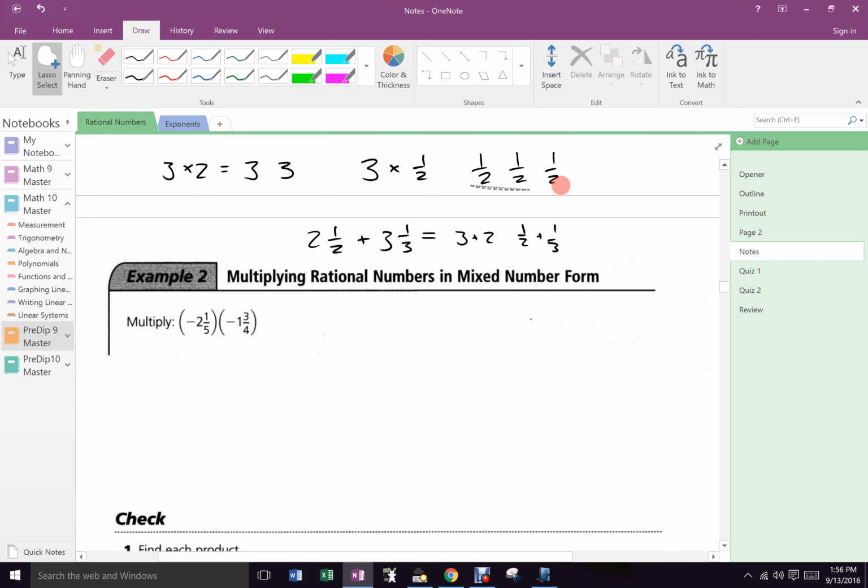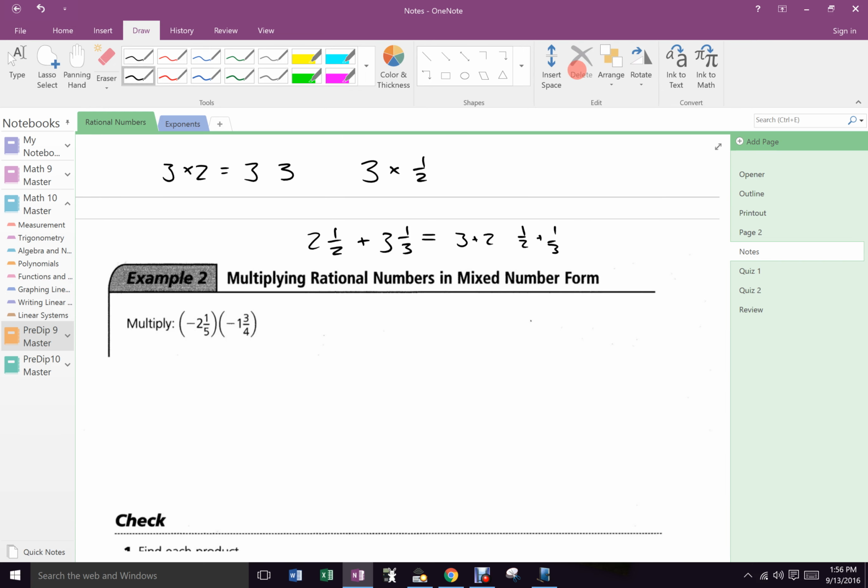So look at the question that I'm asking you here. -2 and 1/5 times -1 3/4. Okay. So if I was going to multiply the way I added, I would do -2 times -1, wouldn't I? Yeah. But then what do I got to remember? You have to take the negative number. It's also -2 times what?